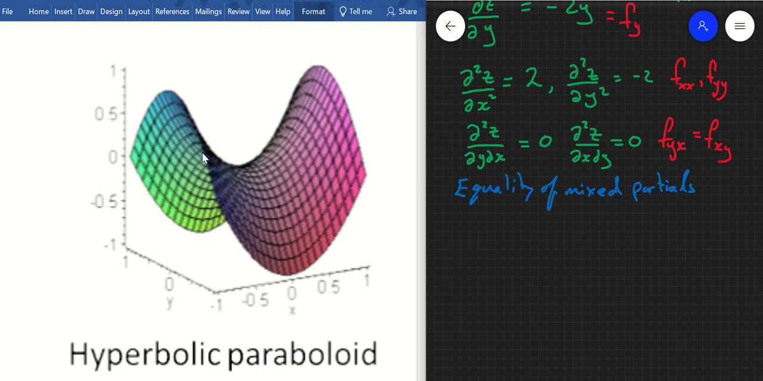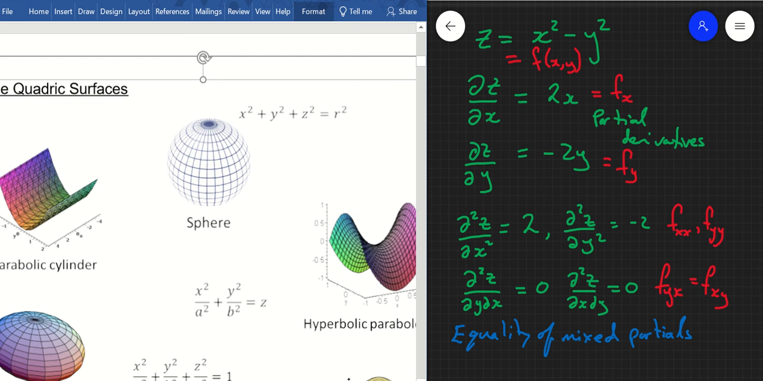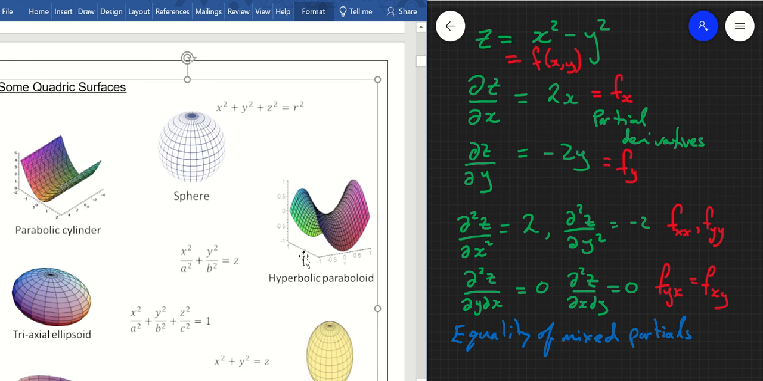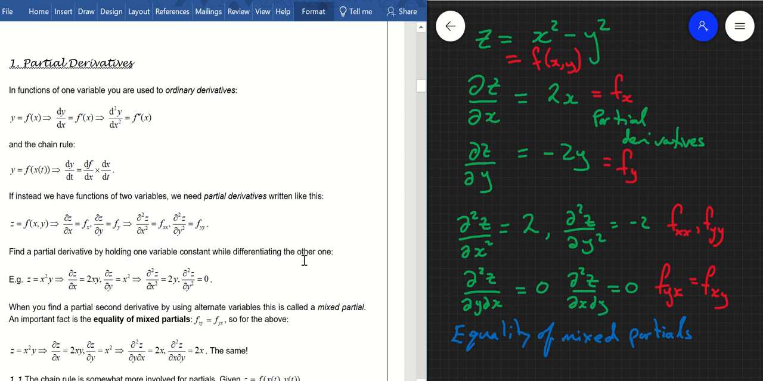Okay, so far so good. That's what partial differentiation is. And then we can look at how we use it. So coming back to the notes. Next section, partial derivatives. So this is where we're just talking about that and the equality of mixed partials.